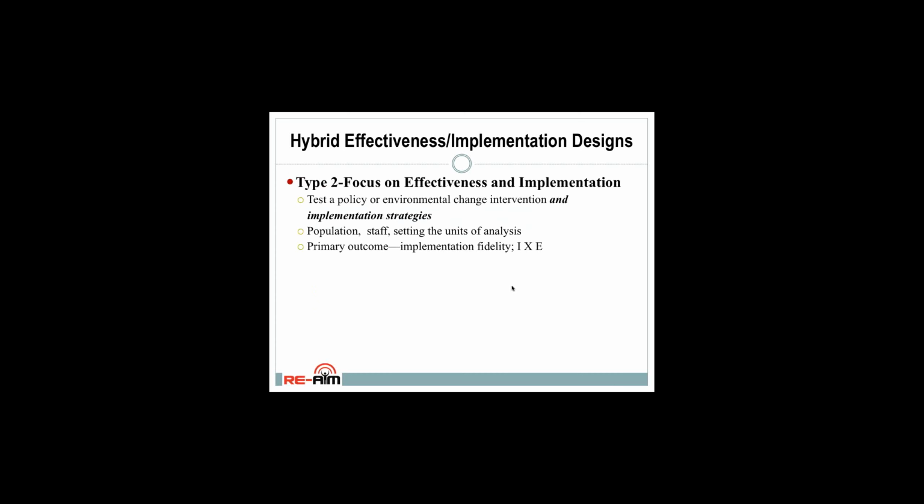So the type 2 effectiveness implementation trials has a balance where the key thing here is that there are in fact 2 interventions that are being evaluated. One is the policy intervention or the environmental change that's intended to improve population health, and the second one is that there's an implementation strategy or some sort of intervention that tries to promote the uptake, delivery, I guess delivery is the wrong word, but the uptake implementation, for lack of a better term, of a policy approach as well.